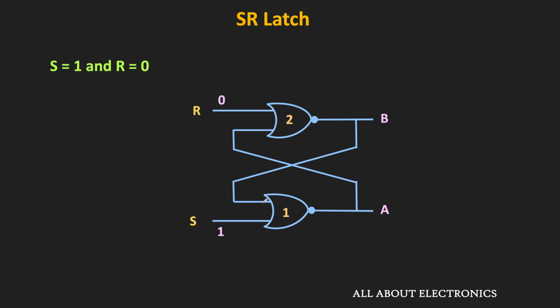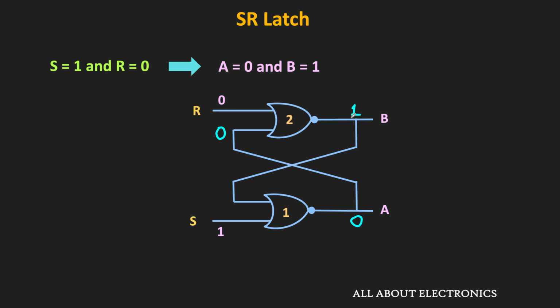That means here, the output of the first NOR gate will be equal to 0. And the same 0 will also appear over here. Now if you see over here, both inputs of the second NOR gate are equal to 0, and therefore its output will be equal to 1. That means here, when S is equal to 1 and R is equal to 0, then A is equal to 0 and B is equal to 1.